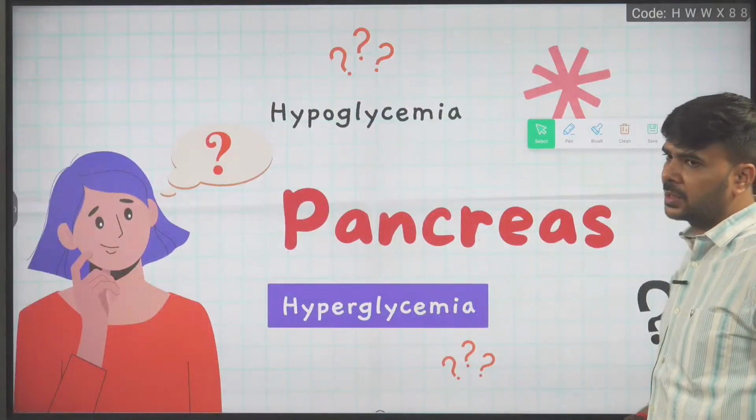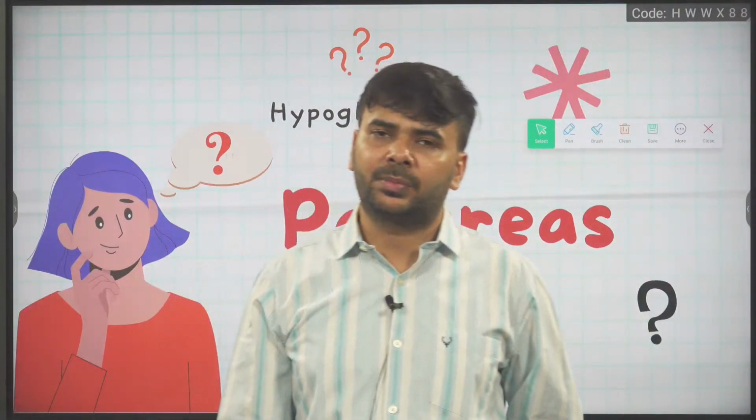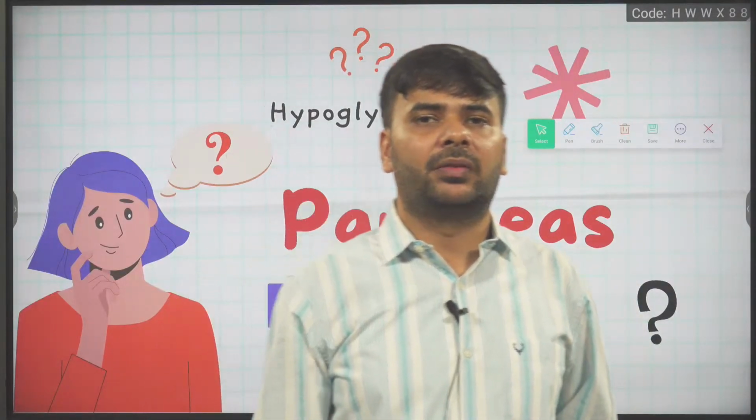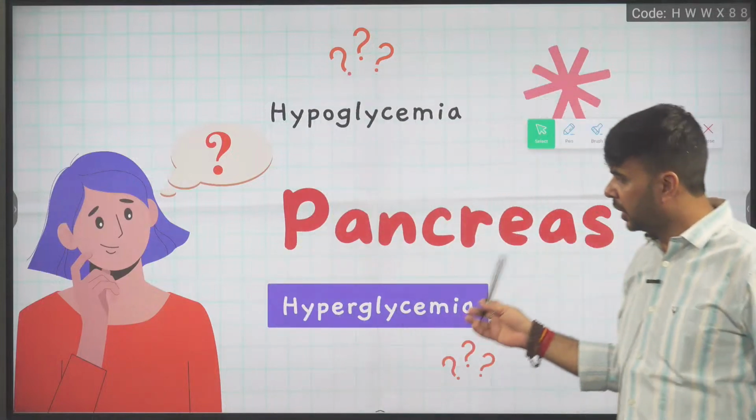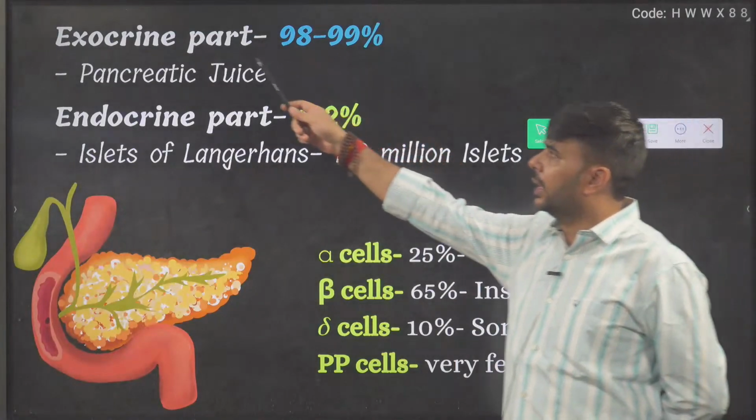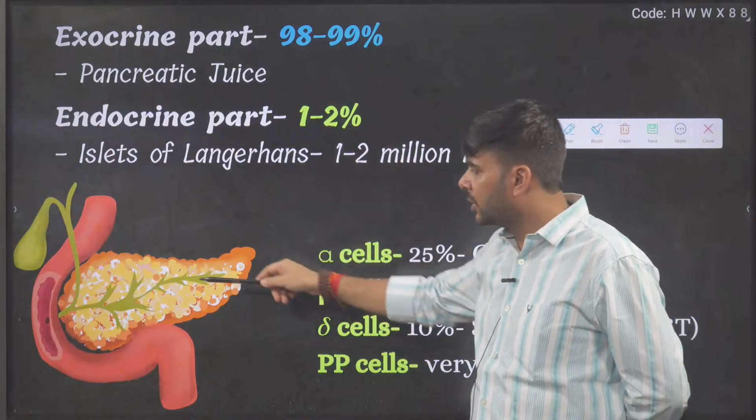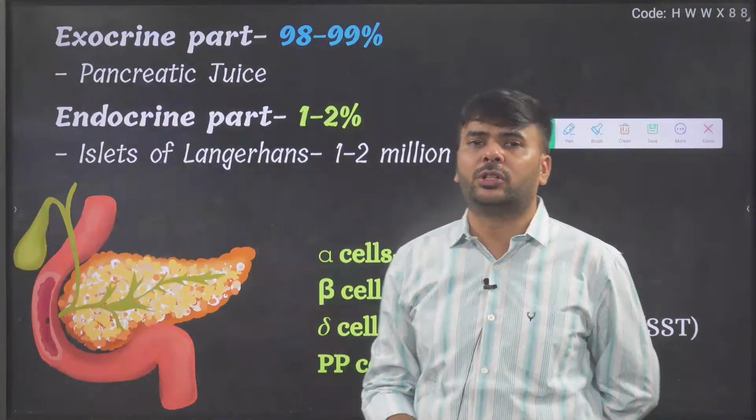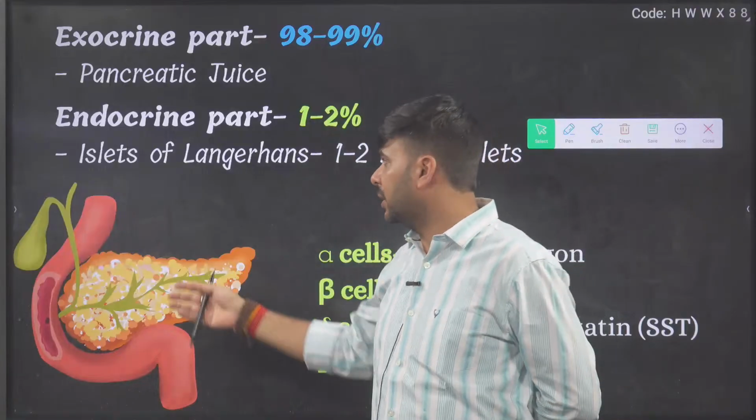Okay, pancreas. There are three types of hormones from the pancreas. The pancreas is a mixed gland. It has an endocrine part as well as an exocrine part. Please focus here. The exocrine part is 98 to 99%, meaning the pancreas gives pancreatic juice for your digestion in the intestine.